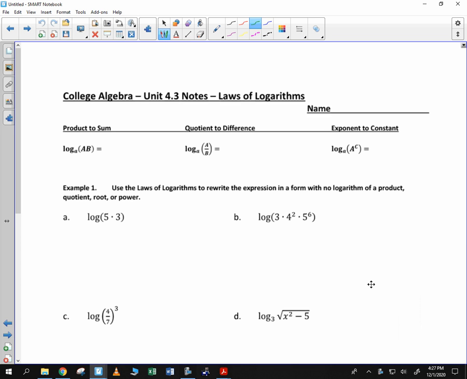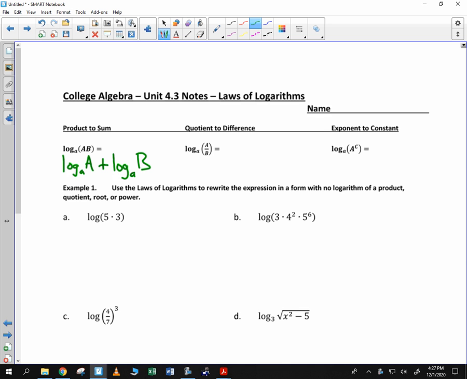Okay, we're looking at laws of logarithms. The laws of logarithms state that if you have a common base, you can write the log of a product as a sum. So log base a of a times b can be written as log base a of a plus log base a of b. These are very useful to us, especially in calculus.